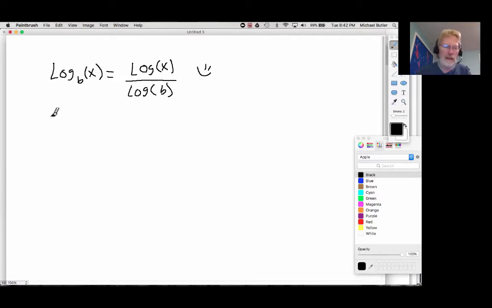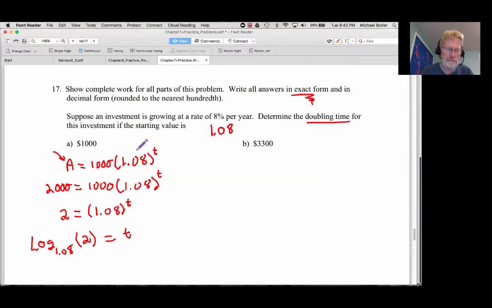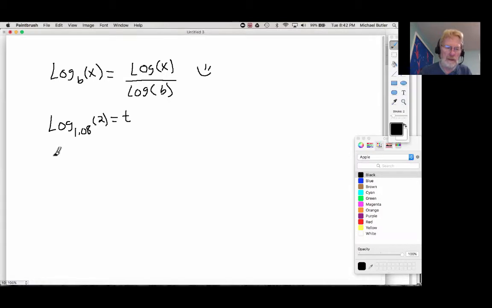So what we've got is log base 1.08 of 2 is equal to t, right? Okay, so that means that I've got to rewrite this as log of 2 divided by log of 1.08.